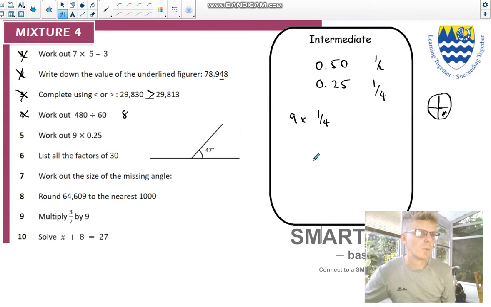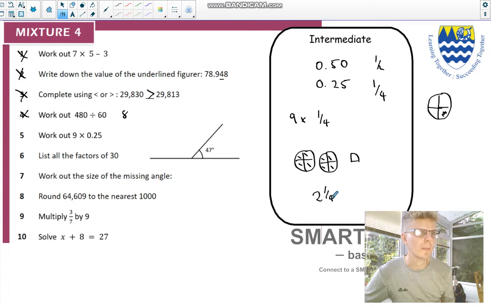So 9 lots of a quarter, right, well, let's think about that then. In every one whole, I have 4 quarters. I want 9 lots of them, so we go 1, 2, 3, 4, 5, 6, 7, 8. So I've got 8 quarters. I just want 1 more quarter, and there we go. So I've got my answer to what's 9 lots of a quarter. I've got 2 wholes and 1 quarter left over, so I can leave it as that.